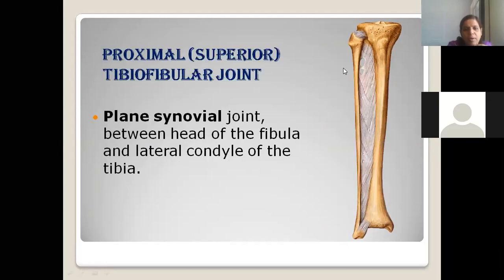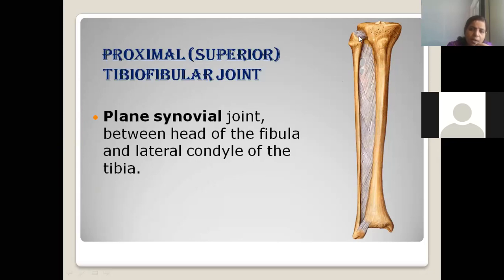Okay. And now let us discuss first the proximal, superior tibiofibular joint. The type of joint is a plain synovial joint which is formed between the head of the fibula and lateral condyle of the tibia. We know tibia is medial bone, fibula is lateral bone. So this is actually the right leg what we are seeing. So this is the medial end of the bone, this is the lateral end of the tibia. Okay, so that's how lateral condyle of the tibia.